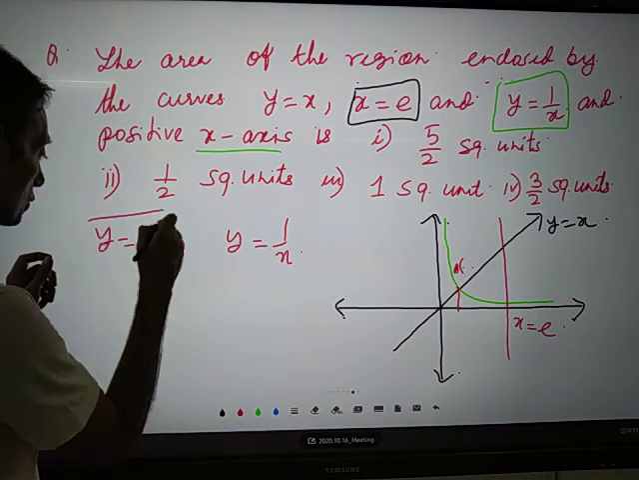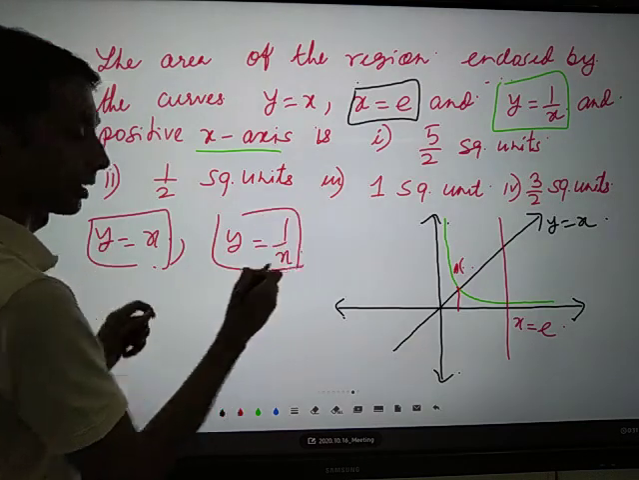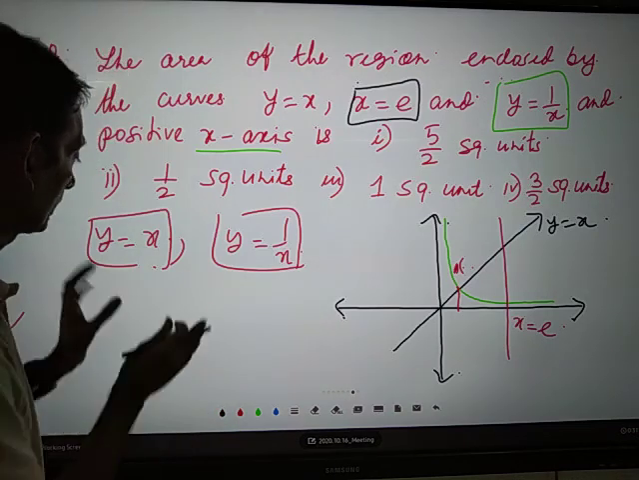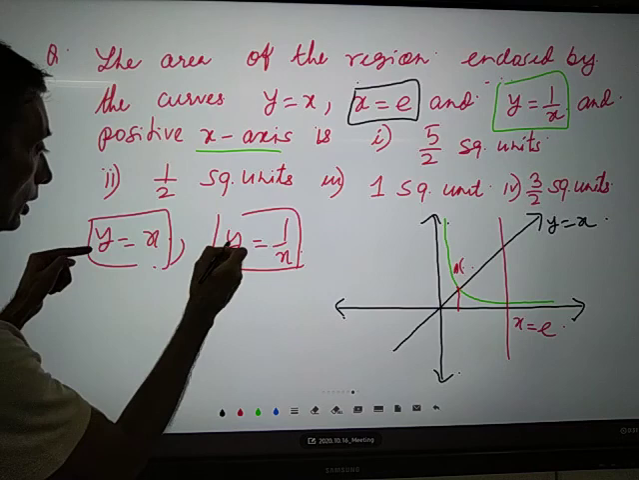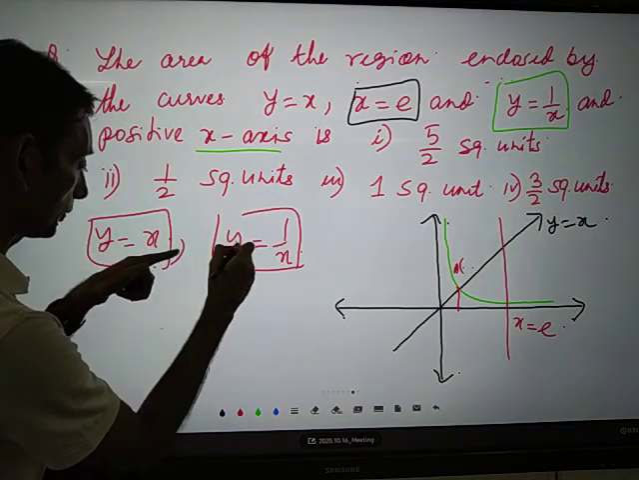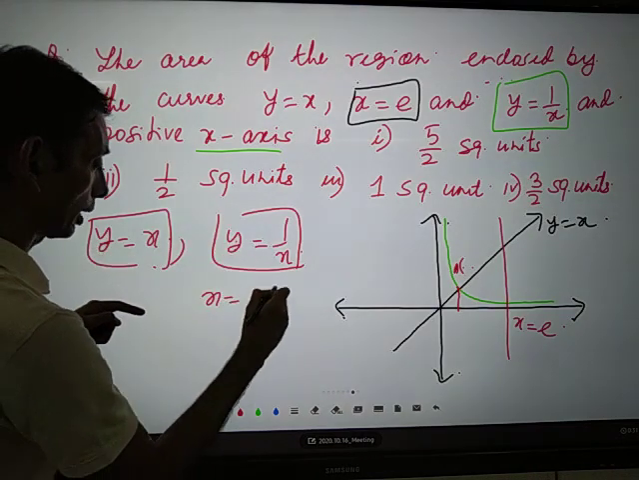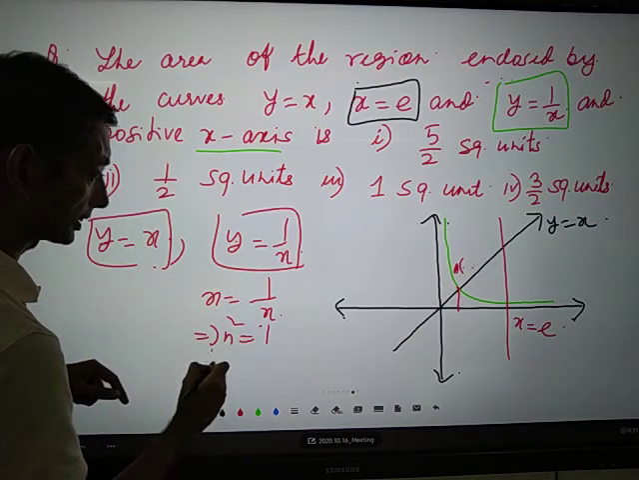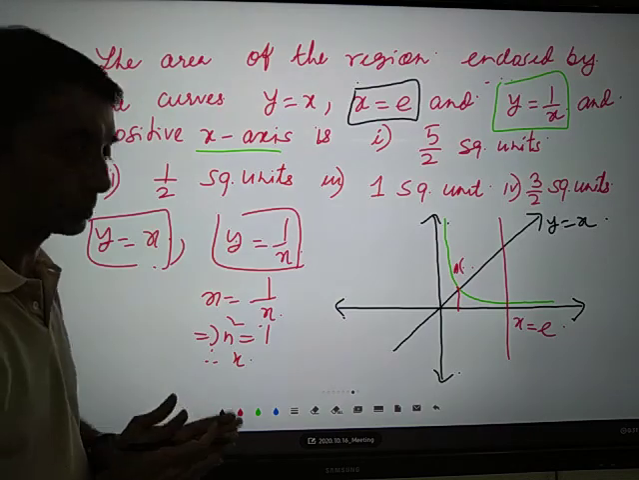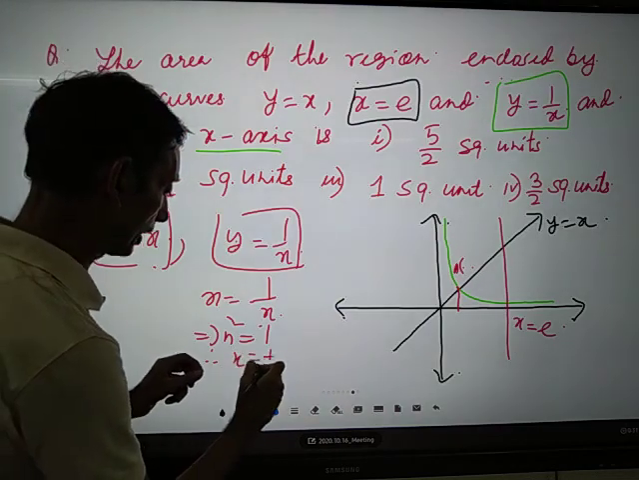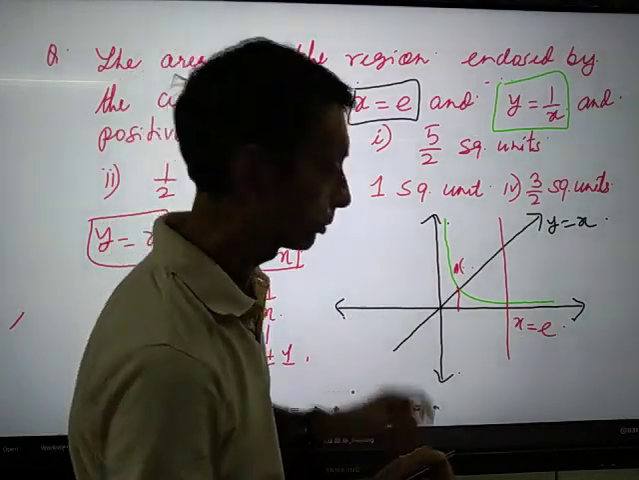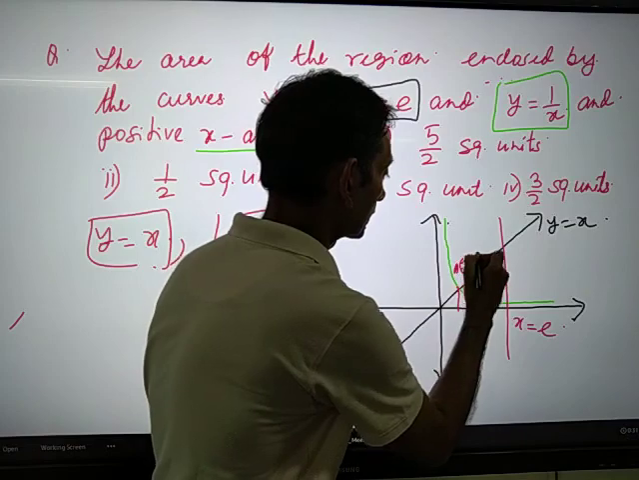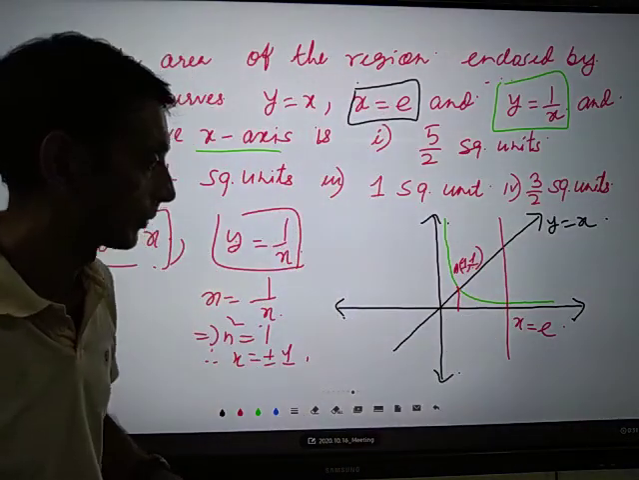If you solve this, what is the value of x and y you are going to get? So x and y value will be 1, 1. If you replace y is equal to x, it will be x equals 1 by x. This gives us x square is equal to 1, so x is equal to plus minus 1. In this case, x will be equal to 1. Since it's lying on y is equal to x, it's naturally 1, 1.